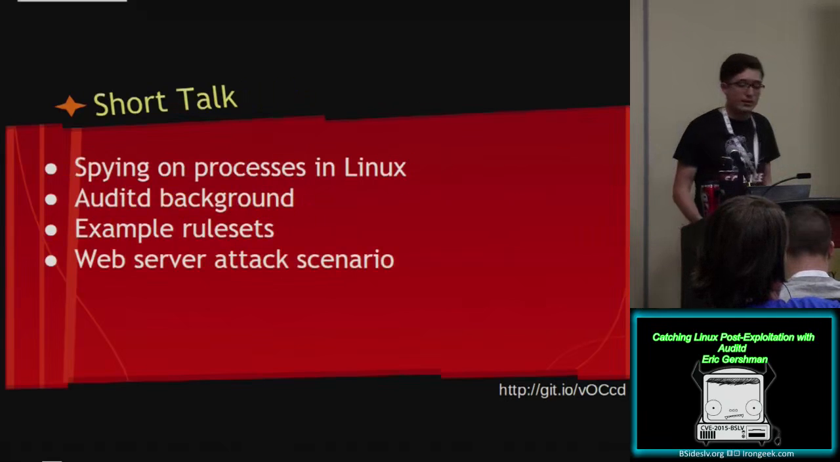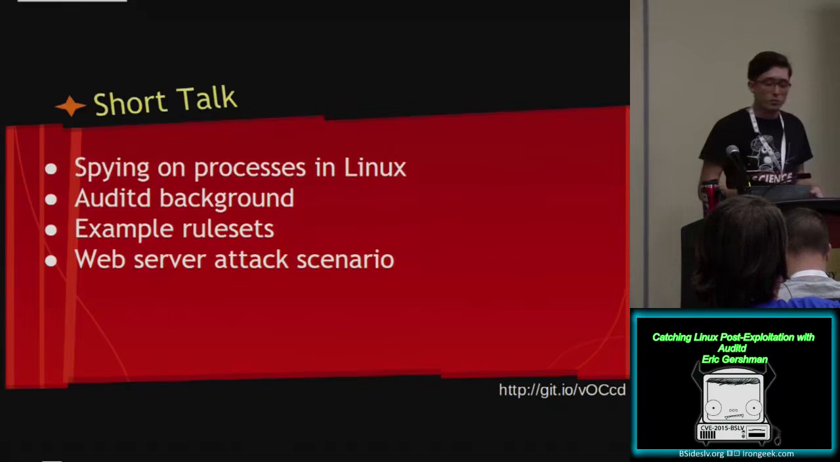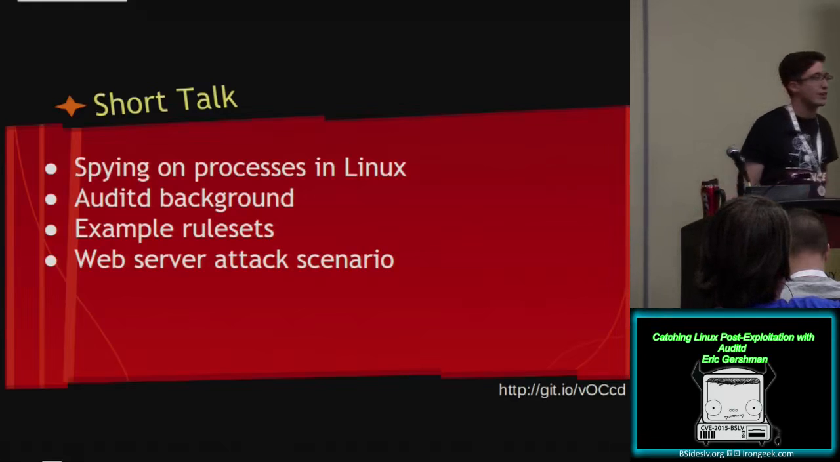So here's the layout of the talk. First, we're going to get started by looking at spying on processes in Linux. And then we're going to go into enough information about Auditd to write a few rules and interpret the results. Finally, we're going to end the talk by putting our rules in action and looking at a simulated attack scenario.